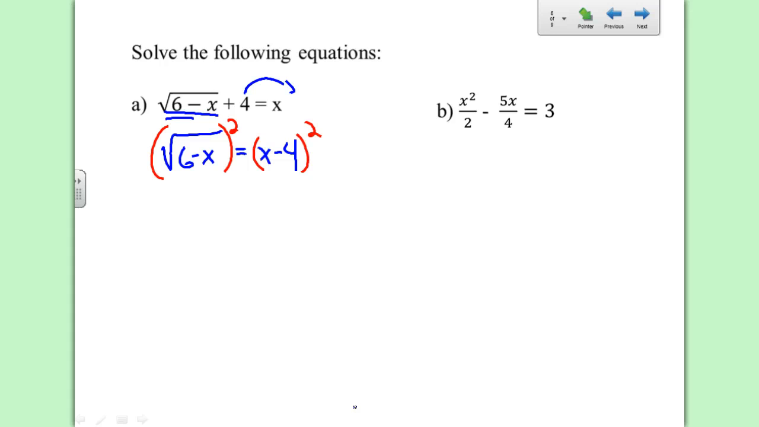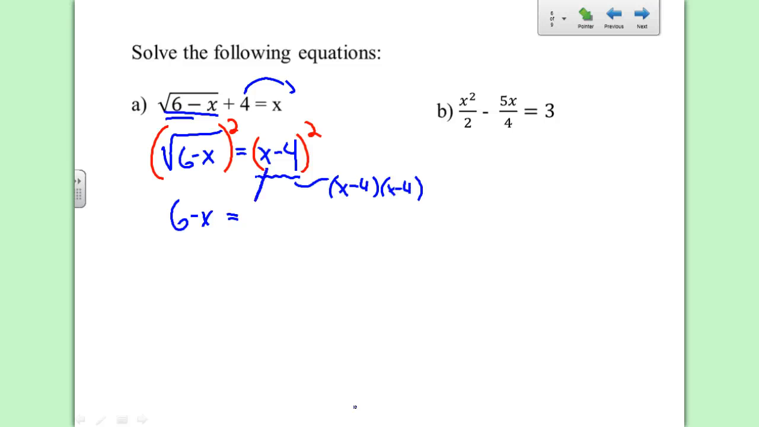I square both sides. Now be careful. Squaring a radical just blows it up. Just like in Math 10, you end up with 6 minus x. A binomial squared, we talked about this in Math 10. A binomial squared, if you want to do it the long way, is x minus 4 times x minus 4. I don't want to do it that way.